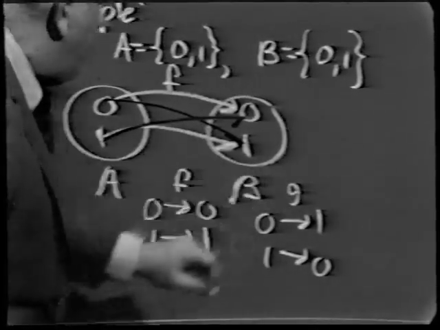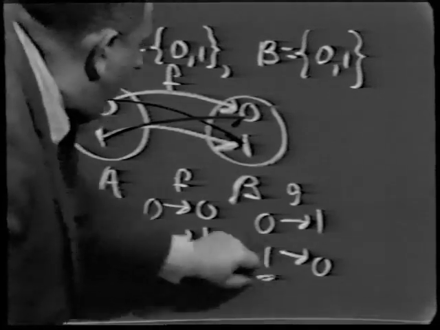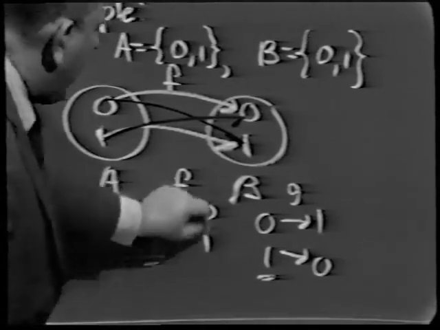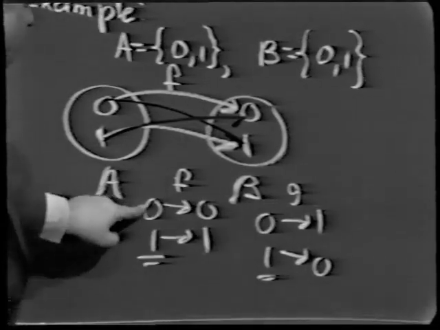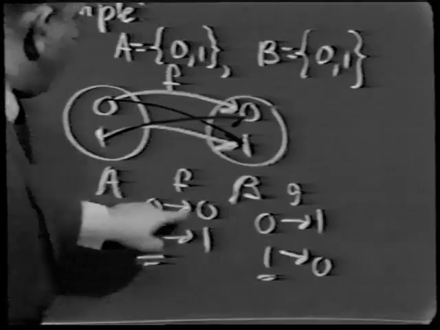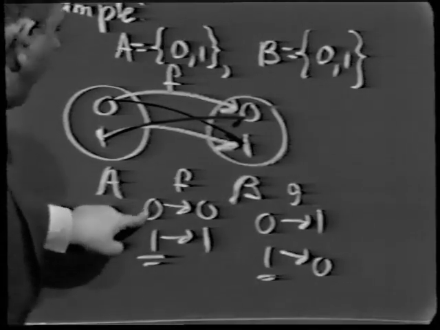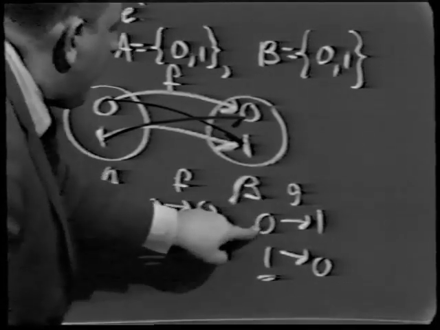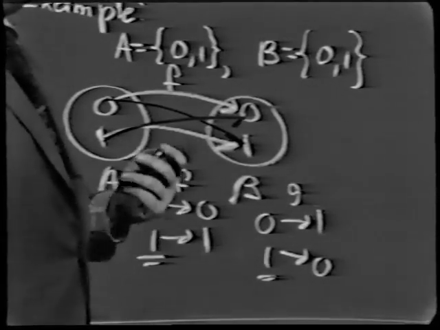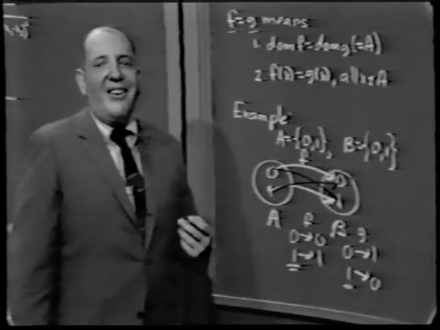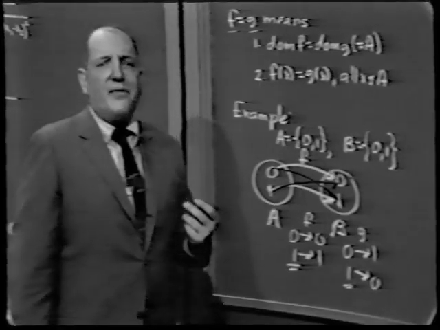Notice that f and g are different. They both have the same domain. They both have the same image, but notice that element for element, they're not the same. Namely, f and g do different things to 0. f sends 0 into 0, g sends 0 into 1, so I can tell f and g apart. And because I can tell them apart, they're not equal. All right, so equality means I can't tell f from g.